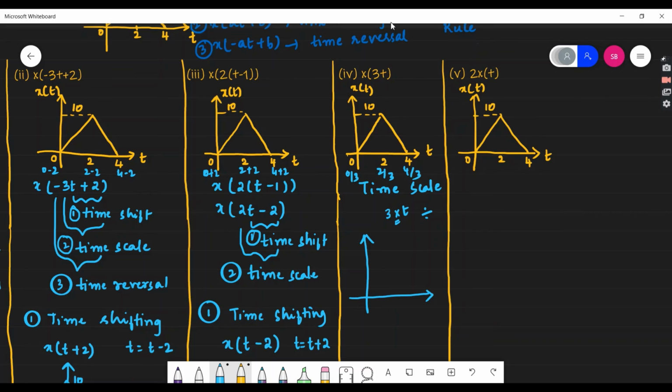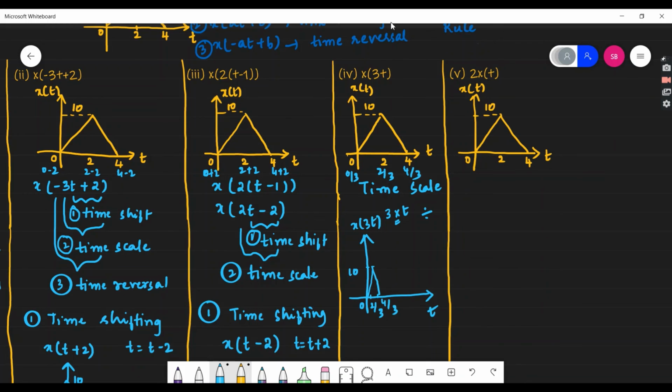So 0 by 3, 2 by 3 and 4 by 3. 0 by 3 will be 0 itself. 2 by 3 may lie somewhere here, and 4 by 3 may lie somewhere here. So exactly at 2 by 3 you are having an amplitude of 10. So your plot will be something in this particular manner. This amplitude will be 10. This is x of 3t with reference to t.